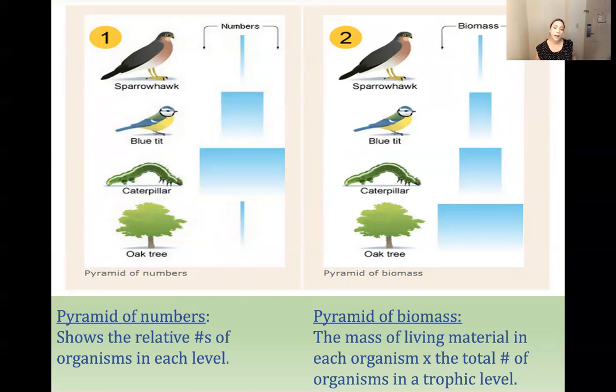Biomass. So biomass is a term you probably haven't heard. It is the mass of living material in each organism multiplied by the total number of organisms in a level. So biomass is basically just like, say you take a bunch of plants, put them in the oven, all the water is going to leave and you're left with just plant material. That is biomass. Okay, so it's also a pyramid.